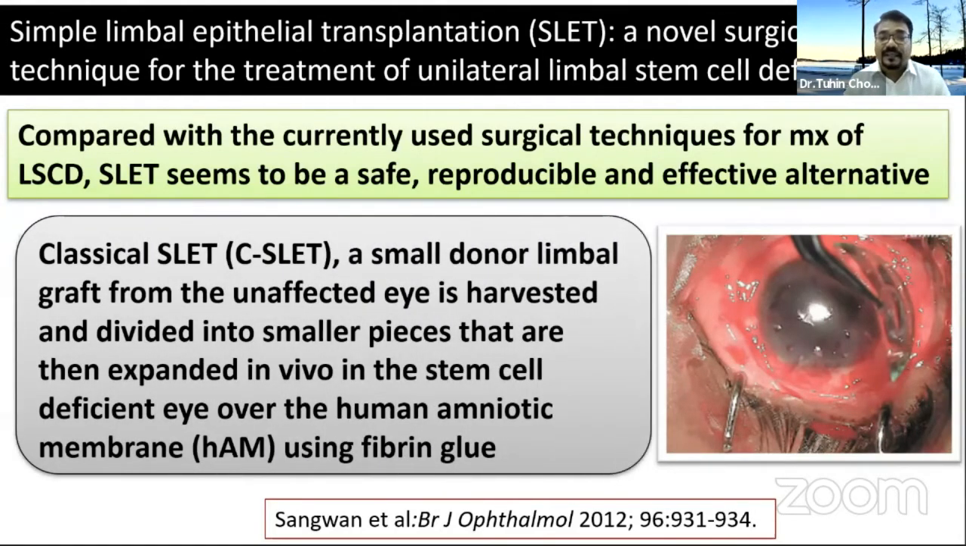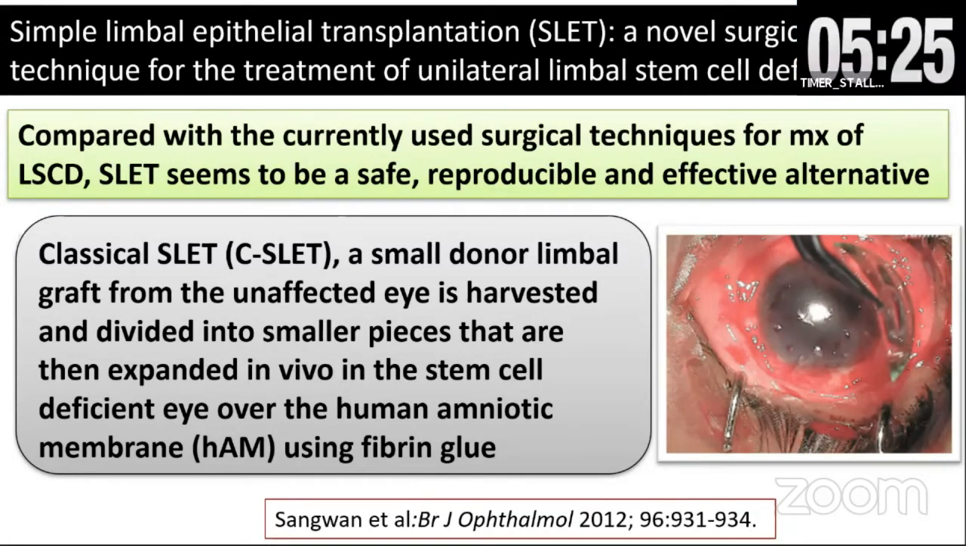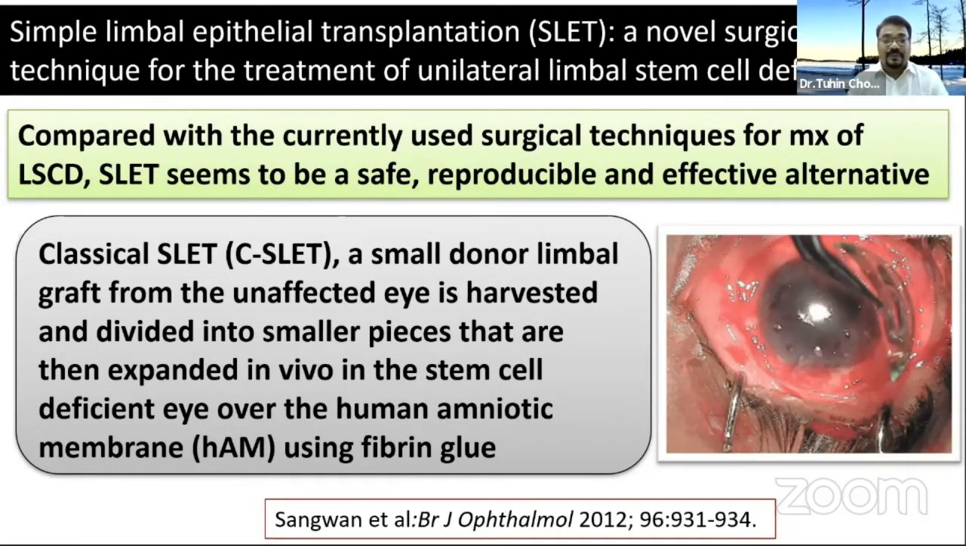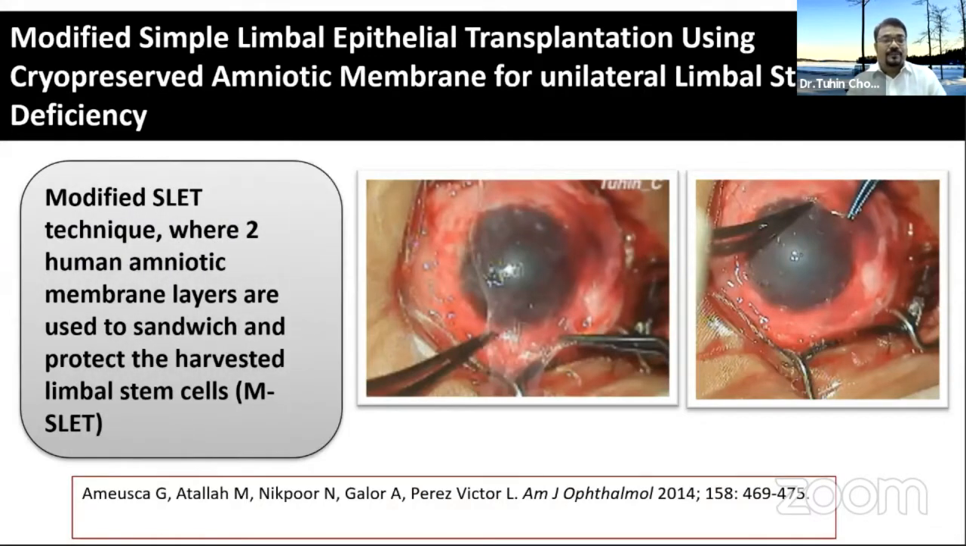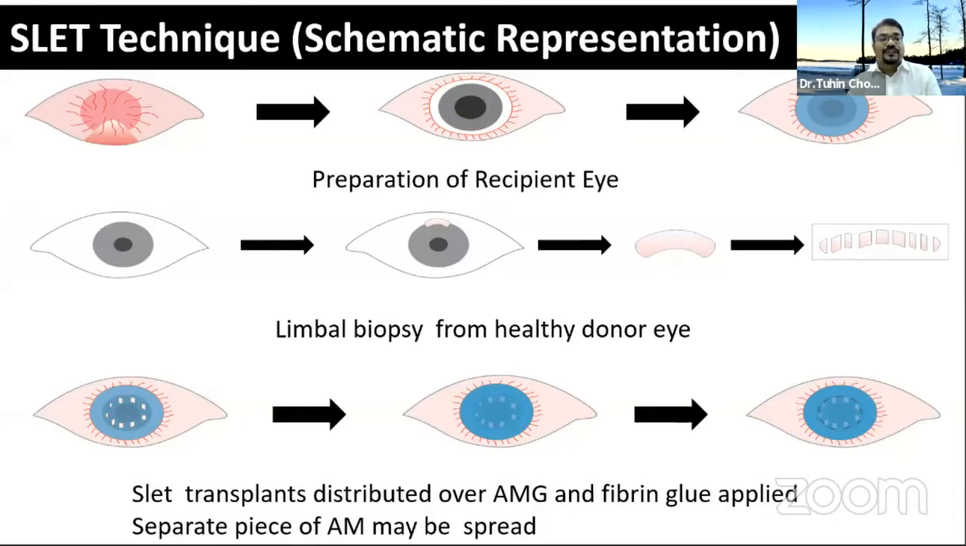So in classical SLET, a small donor limbal graft from the unaffected eye is harvested and divided into smaller pieces that are then expanded in vivo in the stem cell deficient eye over the human amniotic membrane using fibrin glue. Now in 2014, Amescua et al. first described a modification of this technique where two amniotic membrane layers were used to sandwich and protect the harvested limbal stem cells. So this is the schematic representation.